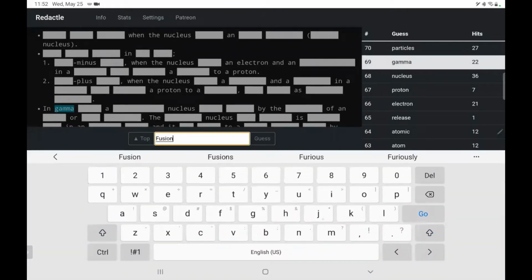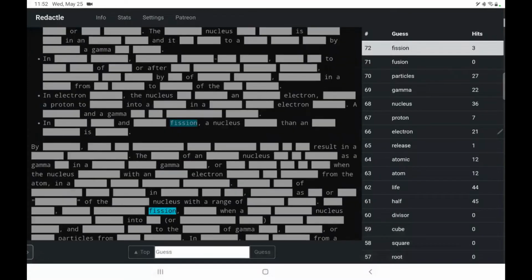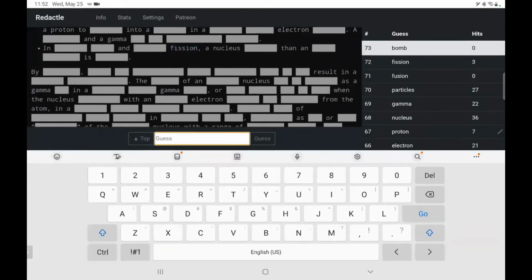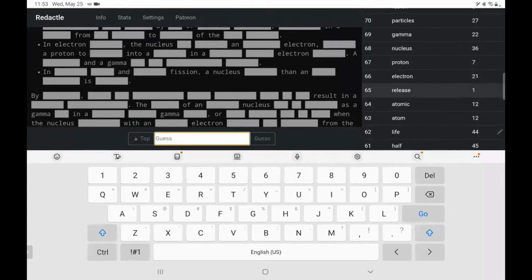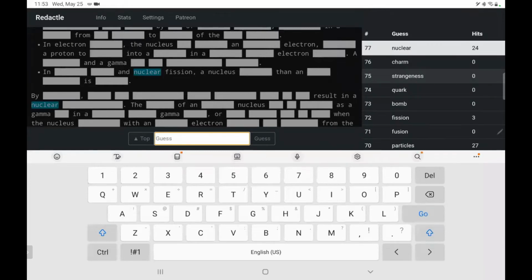Let's try fusion. No, fission. 3 fissions. Let's try atomic bomb. No. How about quark, strangeness, and charm? Everyone's favorite Hawkwind album. No, none of those. In something, something, and something fission. Oh, did I do nuclear? No. Let's do nuclear. There we go. Nuclear fission.